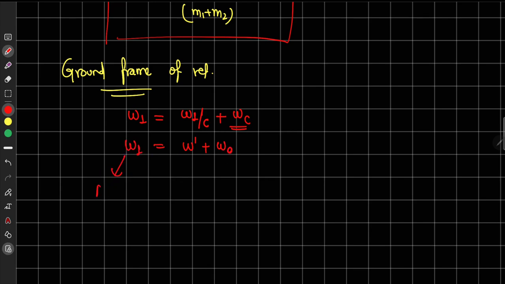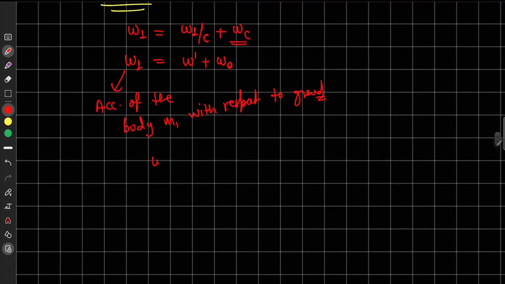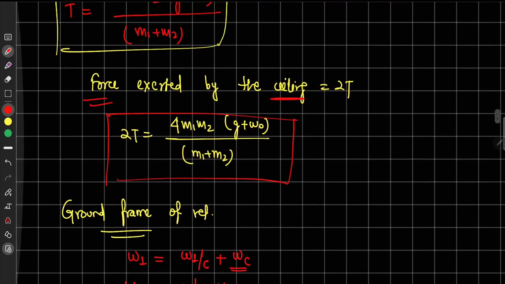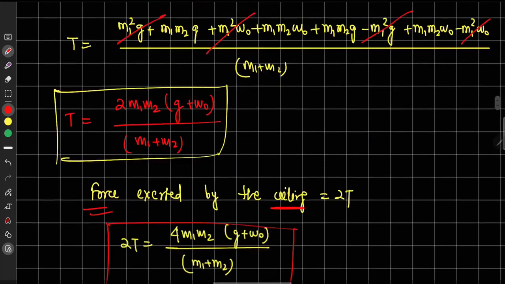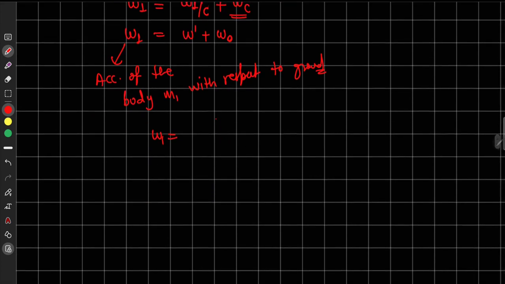So this is the acceleration of the body m1 with respect to ground. So from here we can write w1 is equal to w', we have found out that is (m2 minus m1) into (g plus w0). So (m2 minus m1) into (g plus w0) whole divided by m1 plus m2 plus w0.